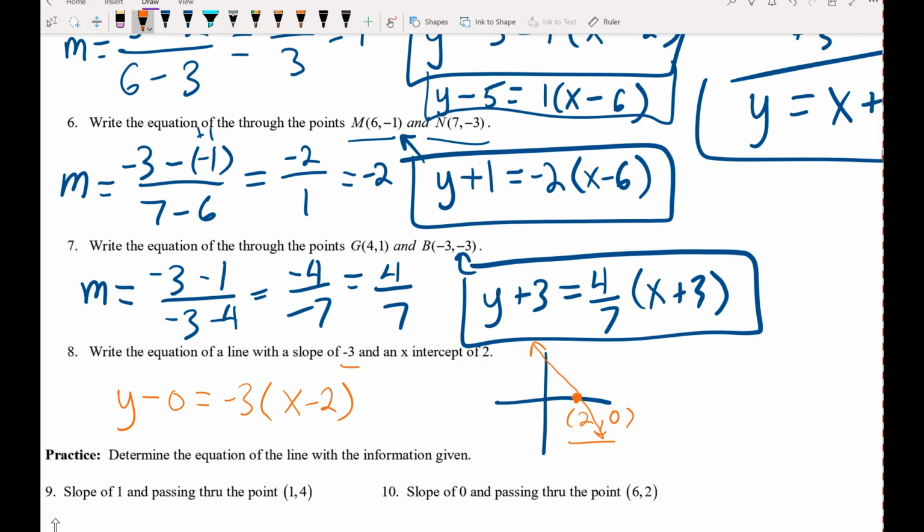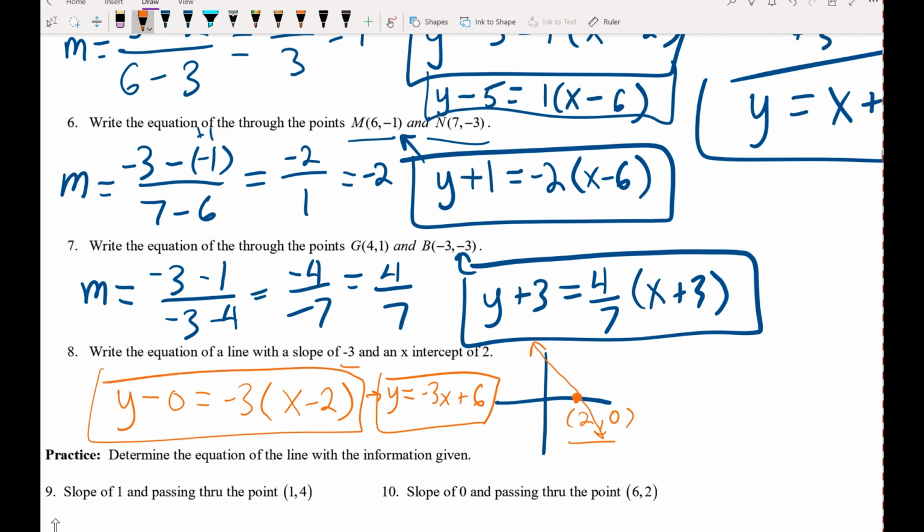So this form is perfectly fine. Or if you wanted to distribute that negative 3 and rewrite it in slope-intercept form, it would be negative 3x plus 6. Both of these, again, are correct equivalent equations.